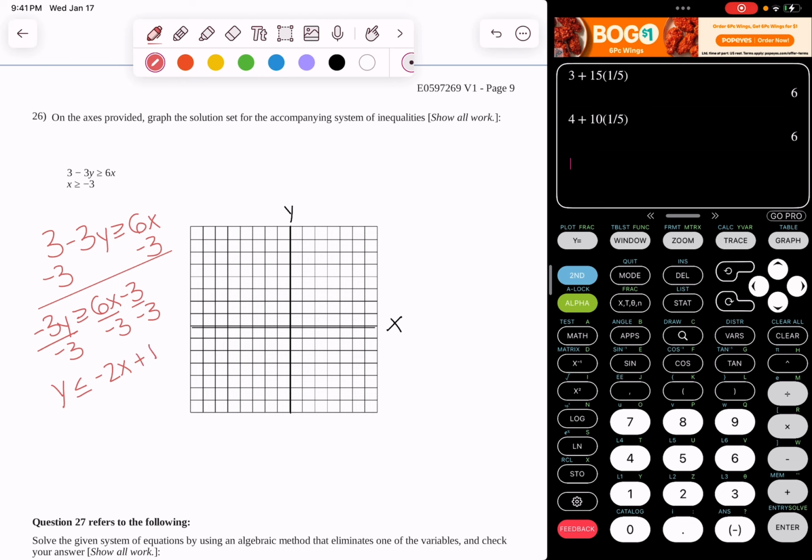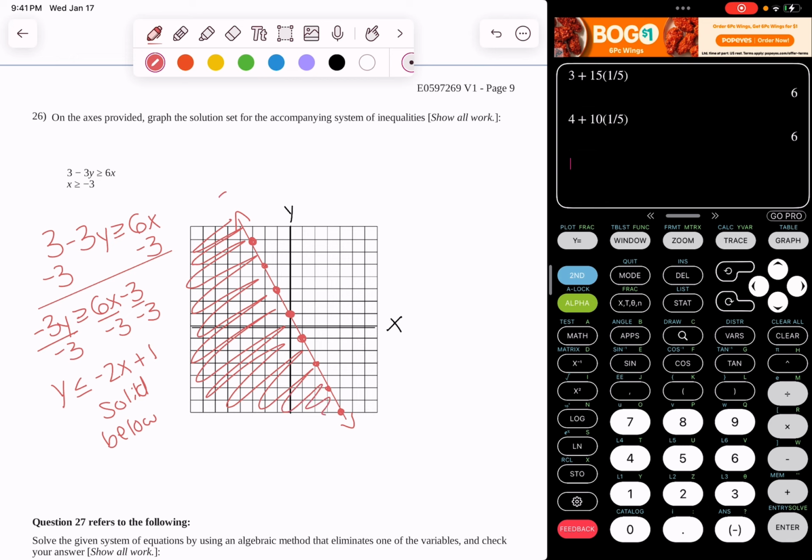All right, this is going to mean I'm going to go up 1 to start. Then my slope, I go down 2 to the right 1, down 2 to the right 1, and so on. I could also go up 2 to the left 1, up 2 to the left 1. This is going to be a solid line, since it's equal to, and we're going to shade below. Put arrows, and we shade below.